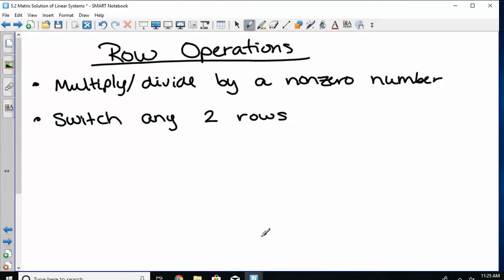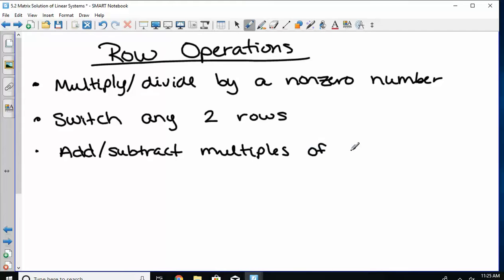We can switch any two rows. It doesn't matter which row is on top, so you can flip them if it makes your problem easier. And the last thing we can do is add or subtract multiples of another row. Those are the only 3 things you can do in any of these problems.